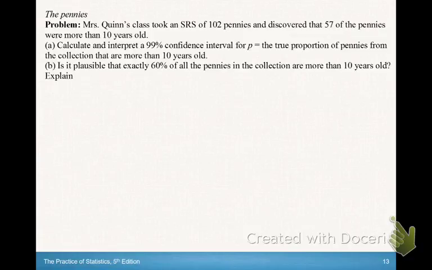Mrs. Quinn's class took an SRS of 102 pennies and discovered that 57 pennies were more than 10 years old. A: Calculate and interpret a 99% confidence interval for P, the true proportion of pennies from the collection that are more than 10 years old. B: Is it plausible that exactly 60% of all the pennies in the collection are more than 10 years old? Okay, so first thing, we already checked previously that we're okay to do this. It was random, it passed the 10% rule, and the large counts condition was okay.